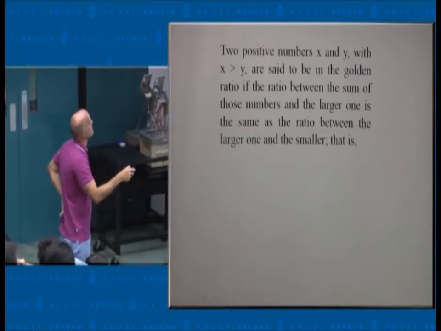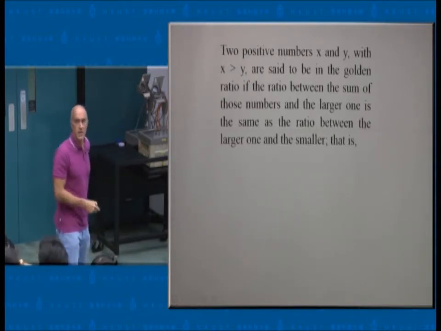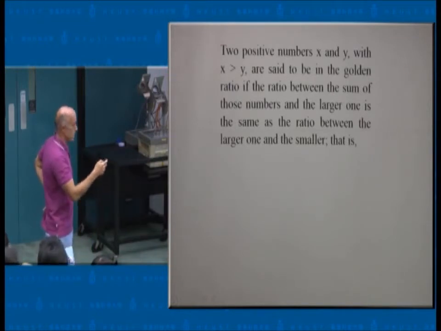We say two positive numbers, x and y, with x greater than y, so x is the bigger number, are said to be in the golden ratio if the ratio between the sum of those numbers, x plus y, and the larger one, x, so x plus y divided by x, is the same as the ratio between the larger one, x, and the smaller one, y, so x over y. So x plus y divided by x is equal to x over y. Then x and y are said to be in the golden ratio, okay?